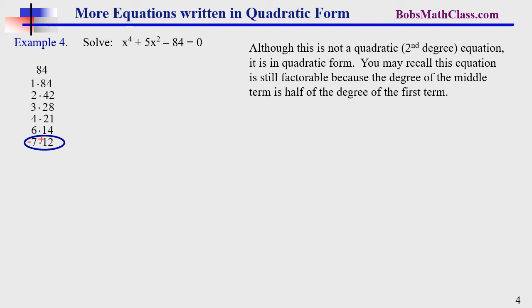All right, so this time when you separate the middle term into two terms, both terms have to have an x squared. That's the only difference. So again, this could be done as long as the middle term is half the degree of the first term. So for instance, if it started at x to the 10th, the middle term would have to be x to the 5th.